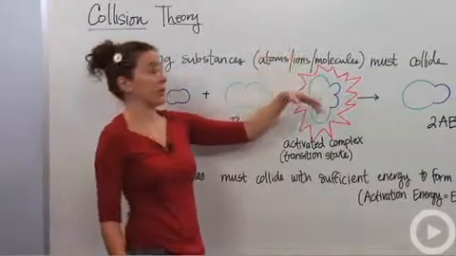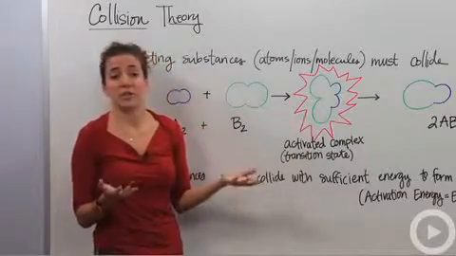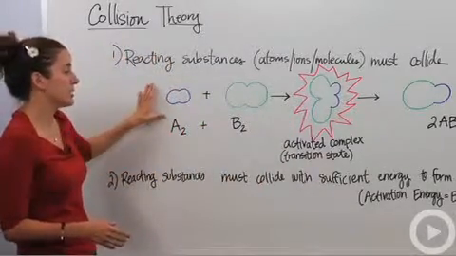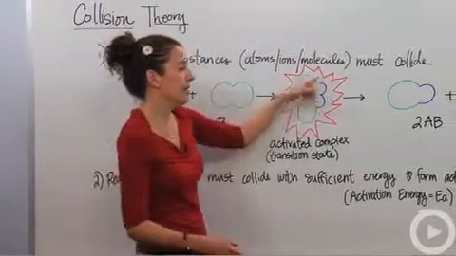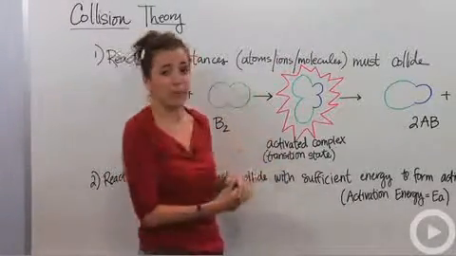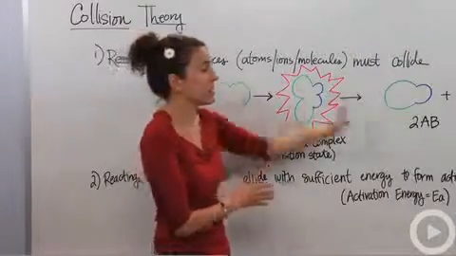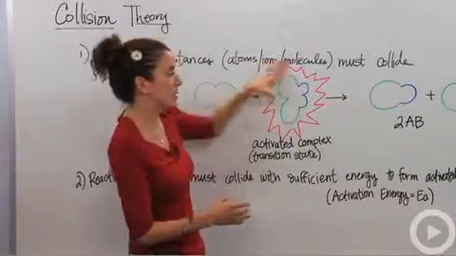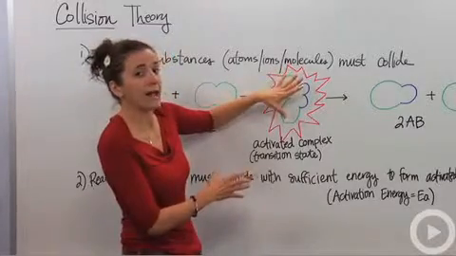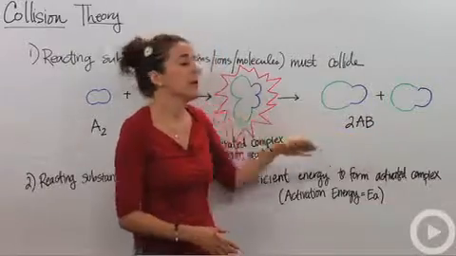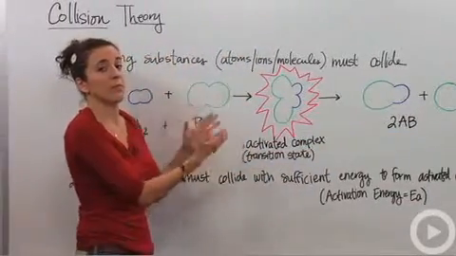with, the atoms, ions, or molecules, must collide in order for the reaction to occur. Okay, that seems pretty obvious. So we have our two reactants, A and B, and they must collide. And this is what we're going to call our activated complex, or our transition state, so transitioning from the reactants towards the products. And it's going to create this independent, very high energy activated complex, and then yield our products, our 2AB. So the first postulate is that they must come together.